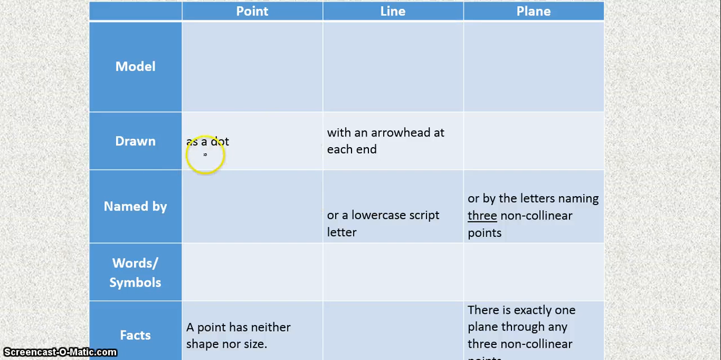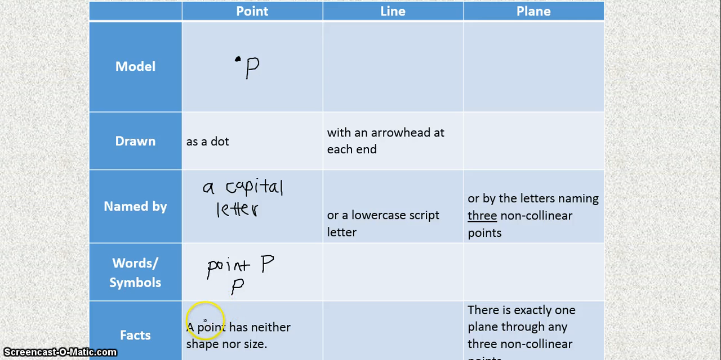You can draw a point as a dot. So let's, in this model box, go ahead and draw a dot. You name a point by a capital letter. So for this point, let's just use a P. So this is point P. And down here for my words and my symbols, I would call it point P, or sometimes you might just say P.